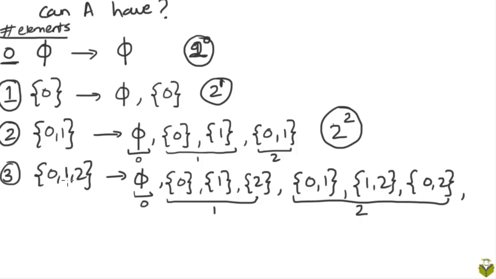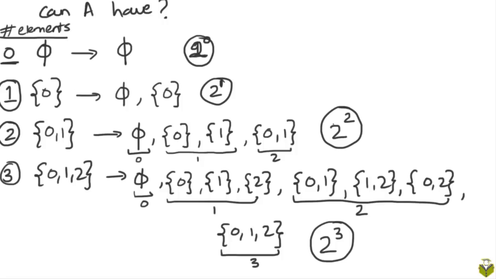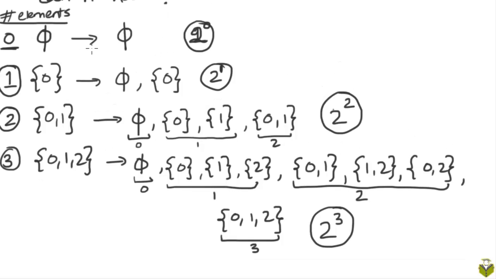How many subsets of size 3 can be formed? Just 1, which would be the set itself. So this is the only subset of size 3. So the total number of subsets that can be formed out of this set is 1, 2, 3, 4, 5, 6, 7, 8. So 8 subsets can be formed, and I'll just denote the number 8 by 2 to the power 3. So you can see a pattern forming over here.